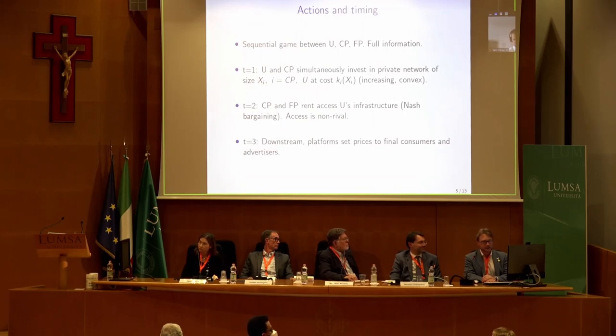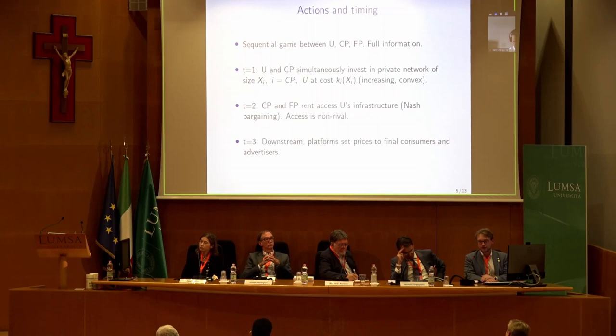As for actions and timing, this is a sequential game of full information between three players, U, CP, and FP. At the first stage, U, so the infrastructure firm, and the vertically integrated firm CP simultaneously invest in a private network of size X_i, where i stands for the investing player. Each of them has their own cost function for infrastructure investment, which is increasing and convex. At the second stage, the two platforms, CP and FP, rent access to U's infrastructure via Nash bargaining.